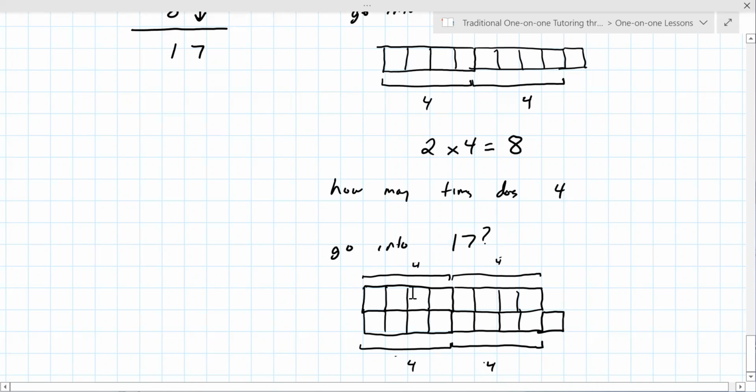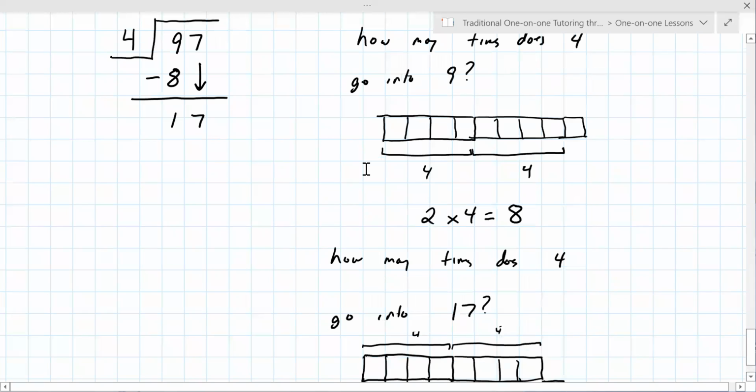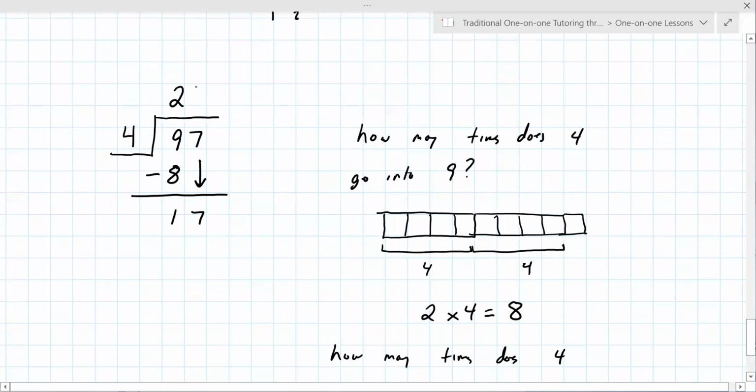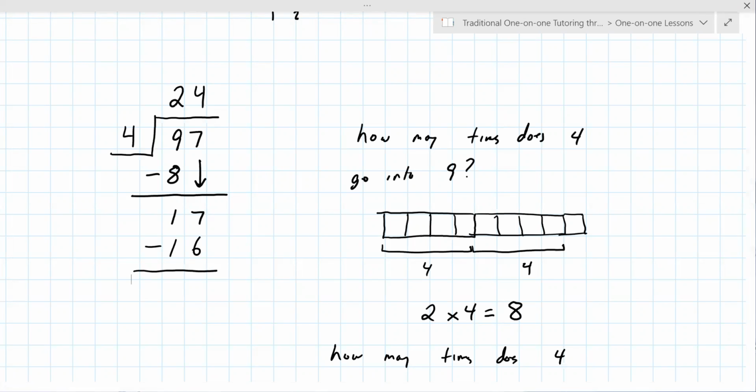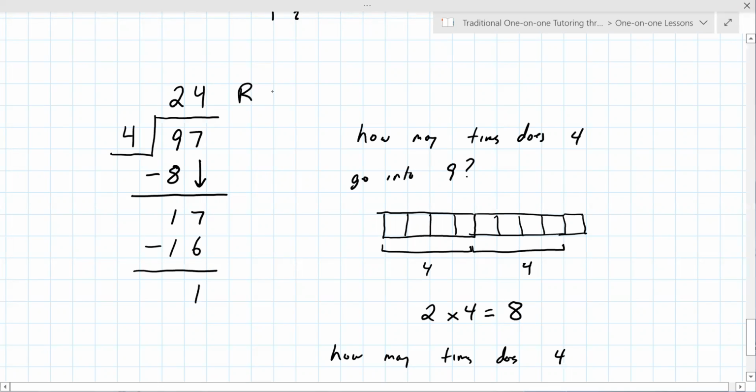So you're asking how many of the 4s go into 17? How many 4s do you have? 4. So that comes up here above the 7. And then 4 times 4 is 16. And when you subtract, what do you get? What is your leftover? 1. Yeah. And that's your remainder. So you write remainder of 1.